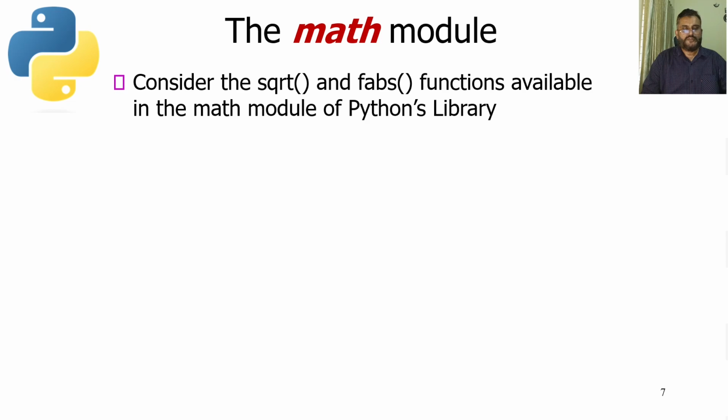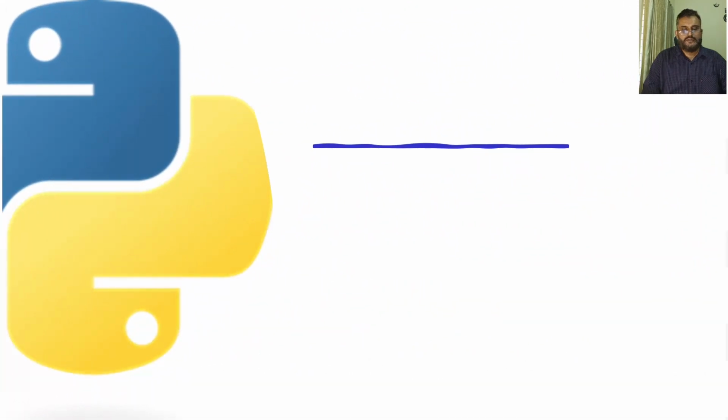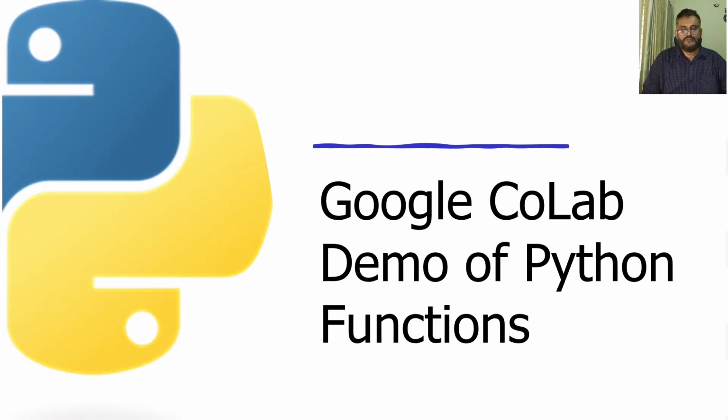For example, if you import the math module, a couple of useful functions are the square root and the fabs. So what they do: if I import math into my cell and then I try to use the square root function and pass it a number, it will print the square root of this number, like the square root of 25 is 5. And if I make use of fabs, which means floating point absolute value, I pass it a floating point number and it will compute the absolute value of this floating point number. So now let's switch to the Google Colab demo for functions.